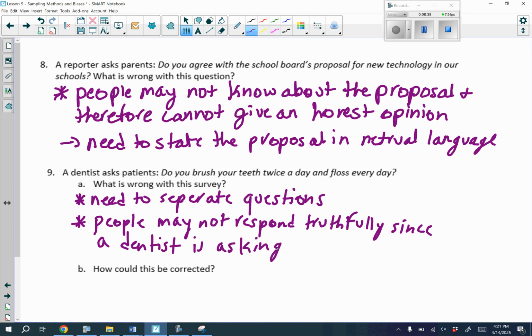So how can we fix this? Separating the questions could be a fix, or how it can be corrected in the survey. What's wrong with the survey is that you have basically two ideas in the same question, so it would be hard to answer. One way we could correct this is to separate the questions. Do you brush your teeth twice a day? Do you floss every day? That'll be a lot easier to say yes or no.